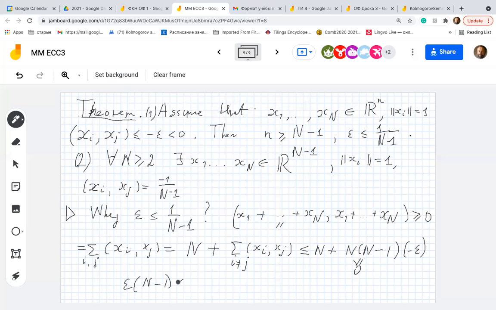is less than 1. And this is exactly what we need to show. So this means that epsilon is at most 1 over n minus 1. So to prove this inequality, we just need to consider the inner square of the sum of all vectors and use this assumption.